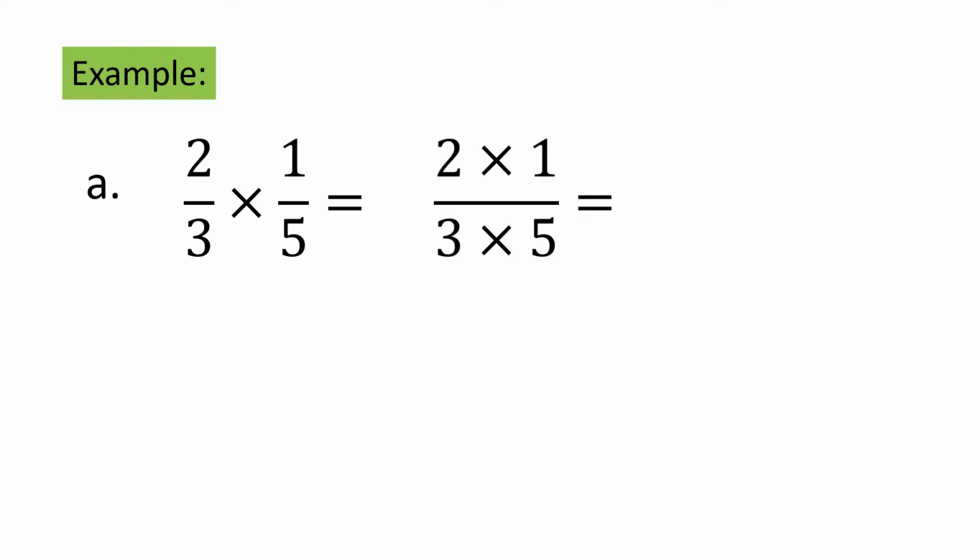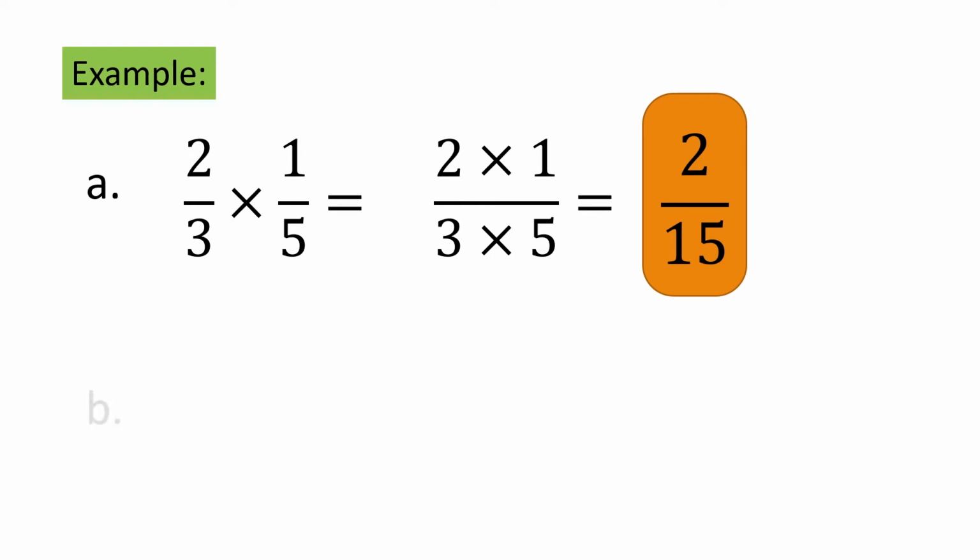Here are some examples. First, 2/3 times 1/5 is equal to what fraction? So, ang gagawin natin is to multiply the numerators, 2 times 1, over the denominators, 3 times 5. 2 times 1 is 2, 3 times 5 is 15, so we have 2 over 15.